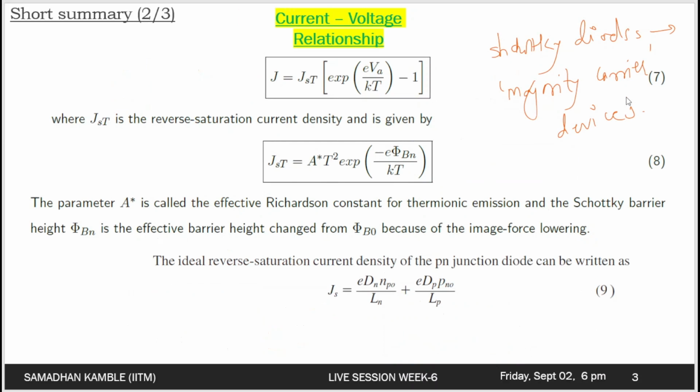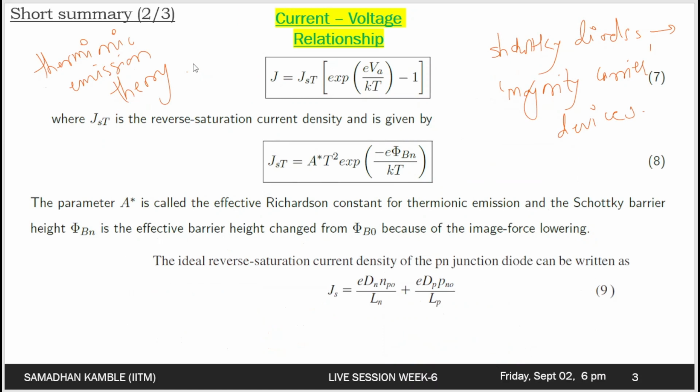So considering the case of a rectifying contact with an n-type semiconductor, the transport of electrons is over the potential barrier described by the thermionic emission theory. So what we consider here is thermionic emission.